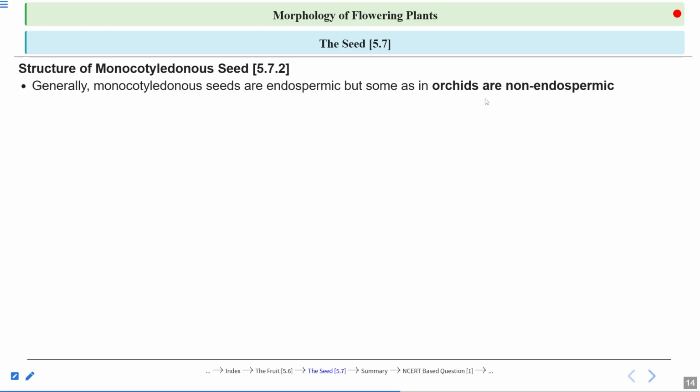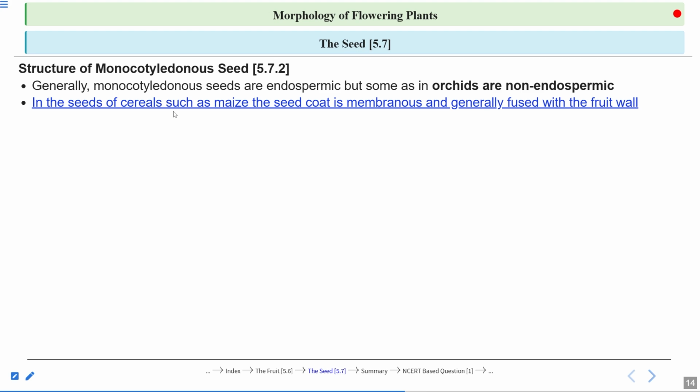This orchid is very famous. Their flowers are very beautiful, but they are monocotyledons. So mostly the monocotyledonous seeds are endospermic. They have the endosperm in them. So monocot seeds are endospermic, but there is one exception, the orchid seeds. Orchid seeds, though monocotyledons, are non-endospermic.